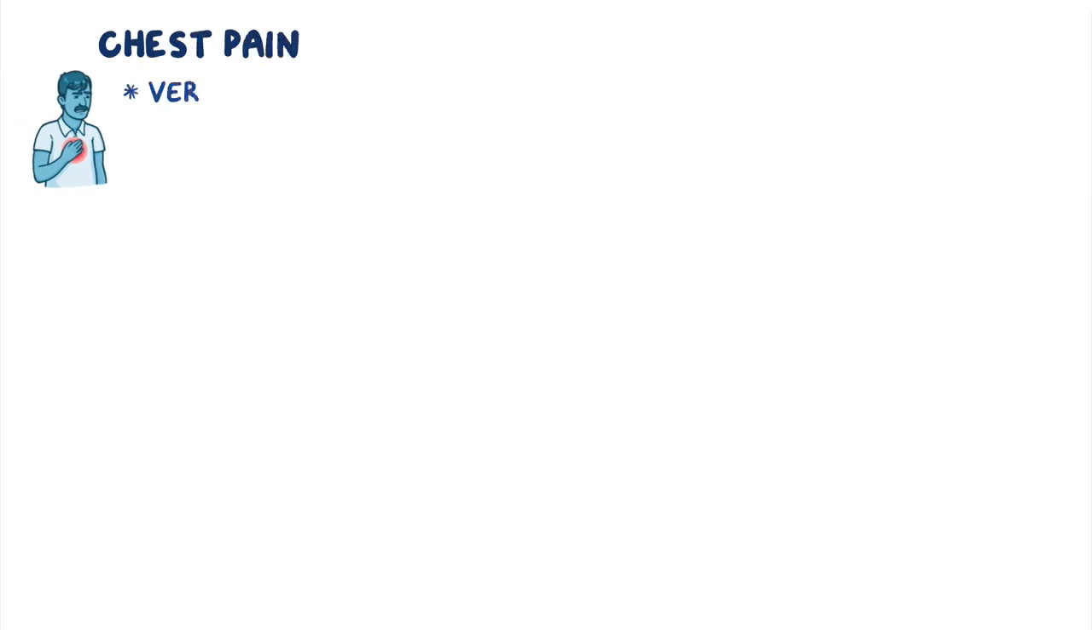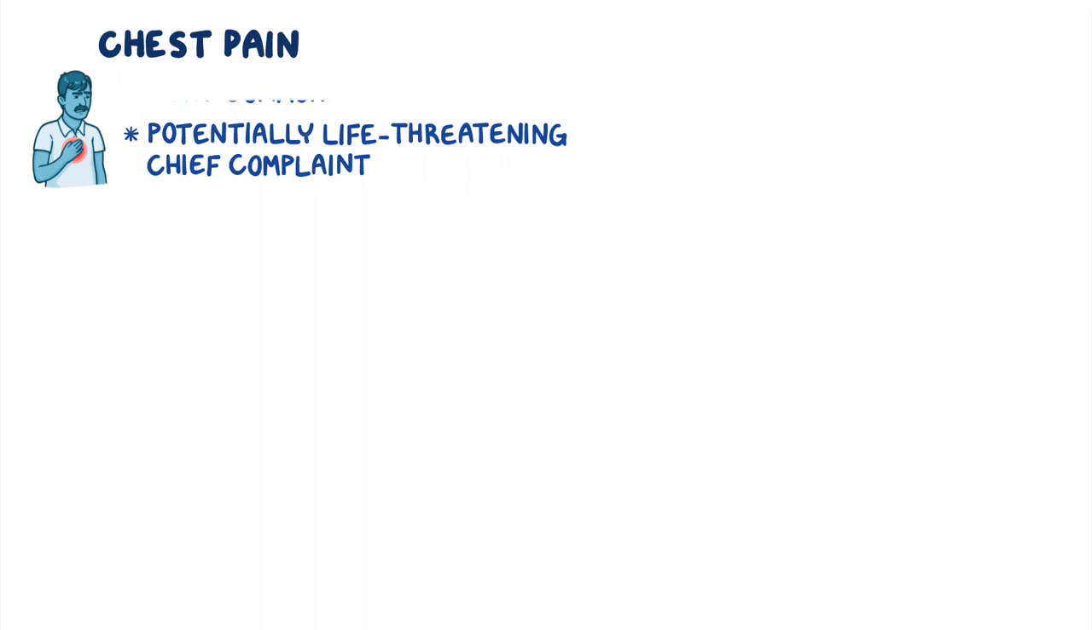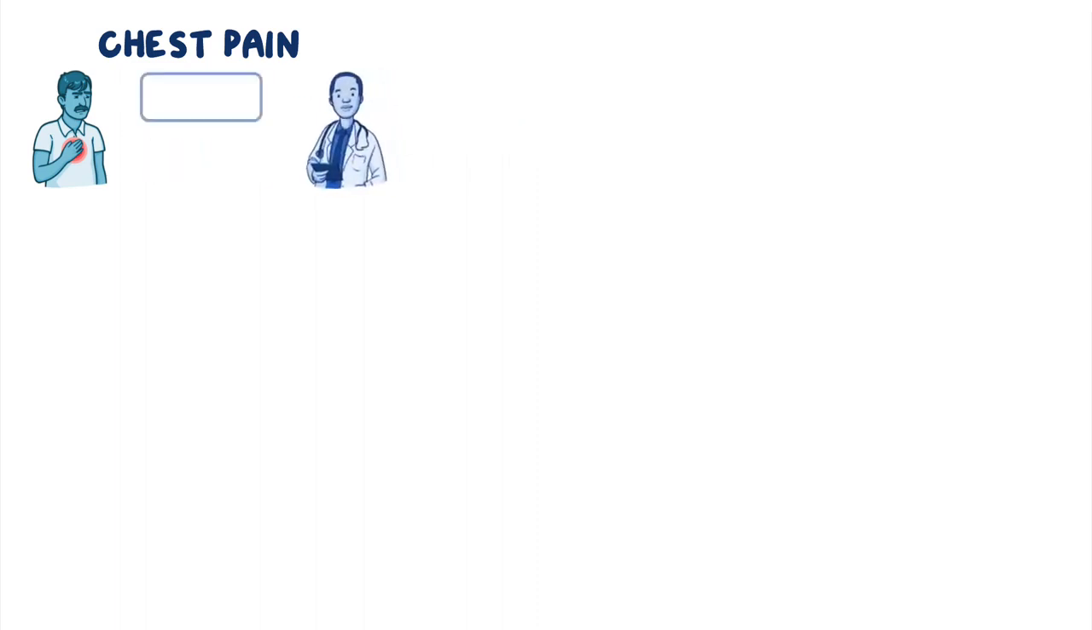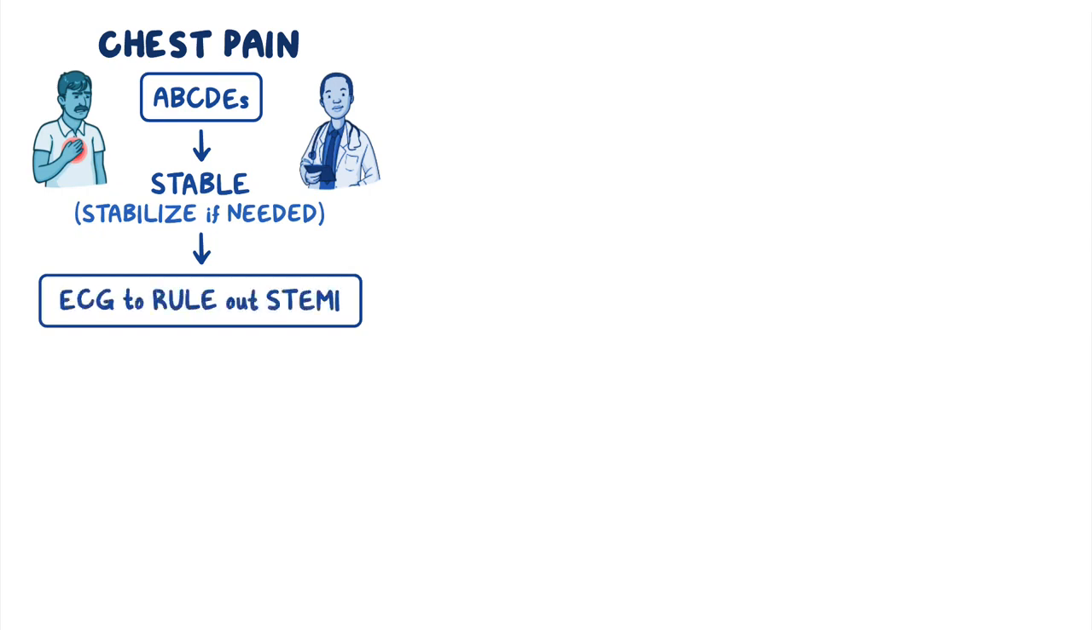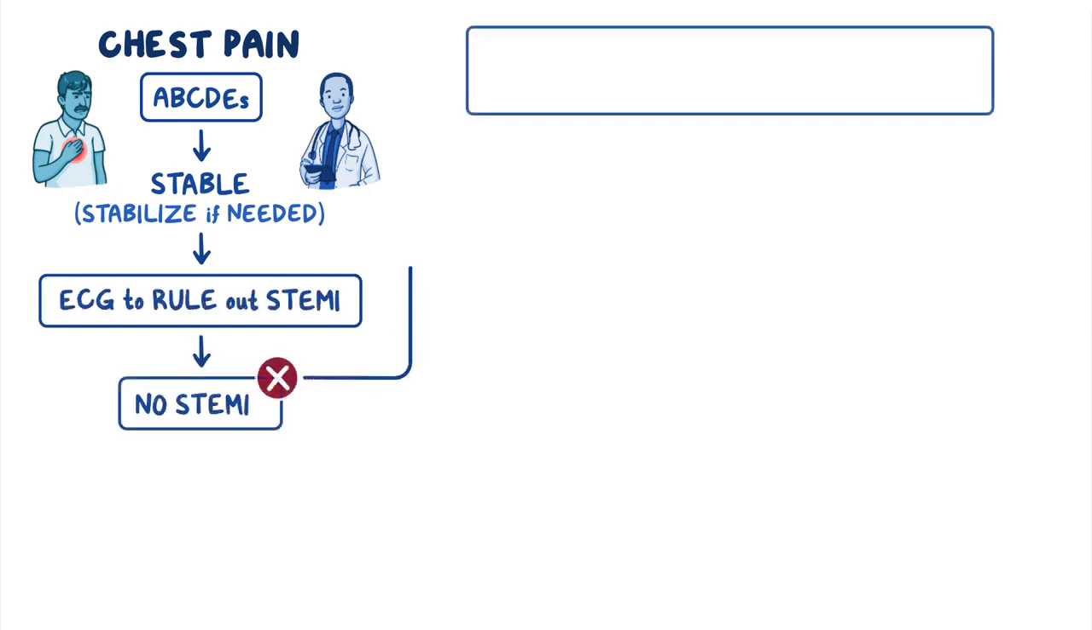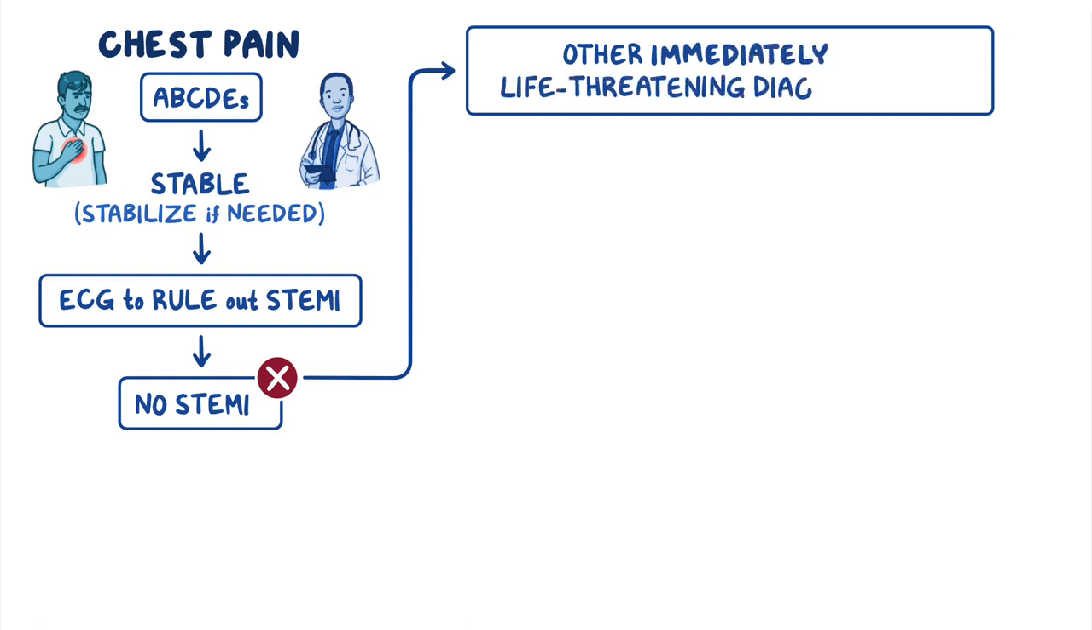Alright, as a quick recap. Chest pain is a very common and potentially life-threatening chief complaint. Your first job is to systematically assess their ABCDEs and ensure the patient is stable or stabilize them if needed. Your next step is to get an ECG to rule out STEMI. If there's no STEMI, you want to consider other life-threatening diagnoses.